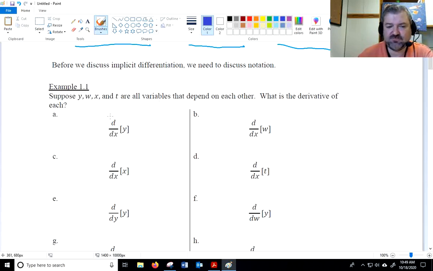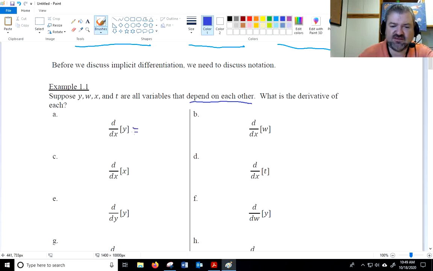So I want you to suppose that y, w, x, and t are all variables that depend upon each other. And that's an important statement for what I'm about to say. In order for them to depend upon each other, it means the rate of change of one is related to the rate of change of the other. So let's start with the derivative with respect to x. That's how we read that. The d dx, we would say derivative with respect to x of y.